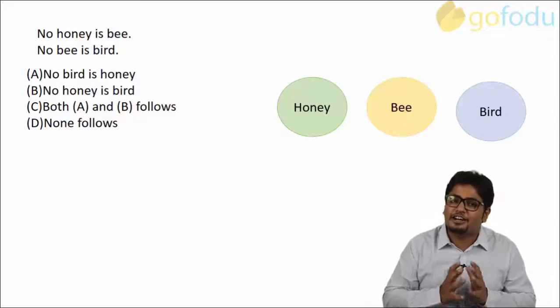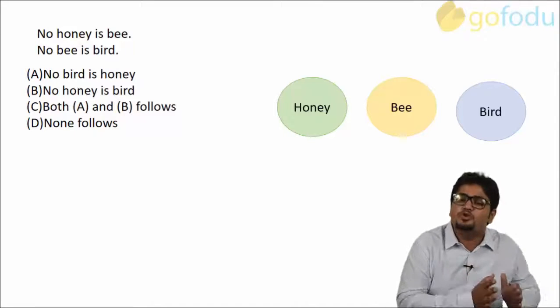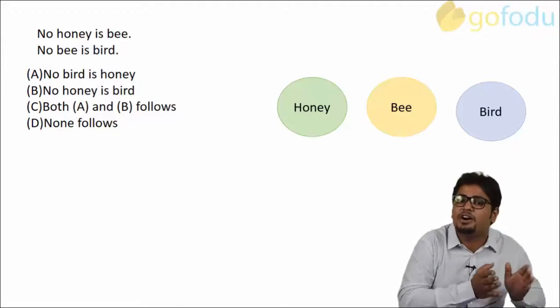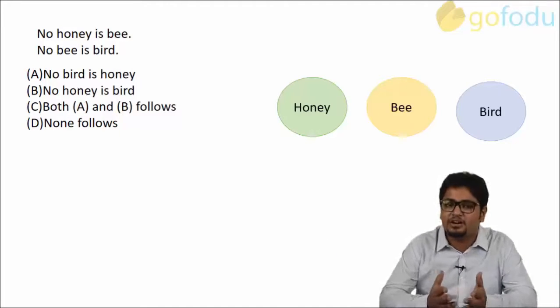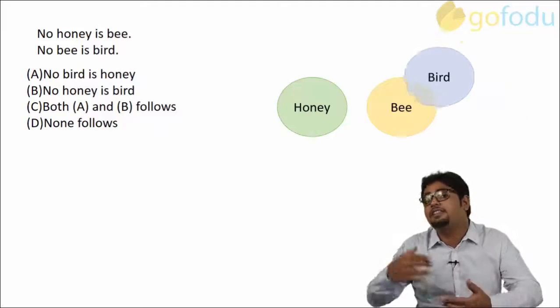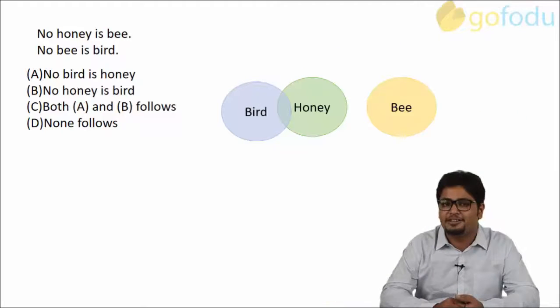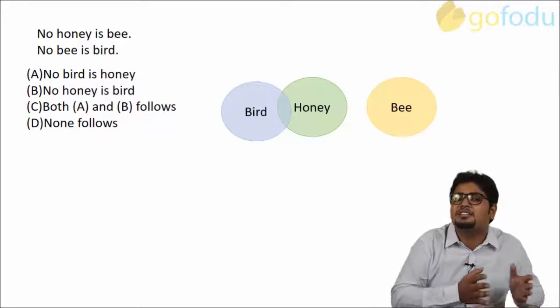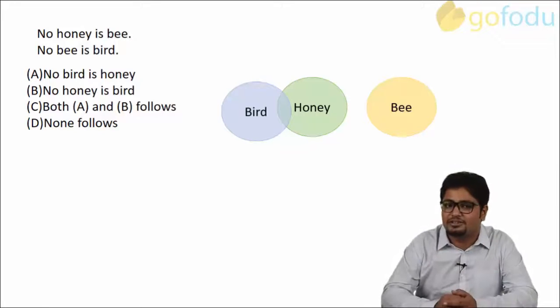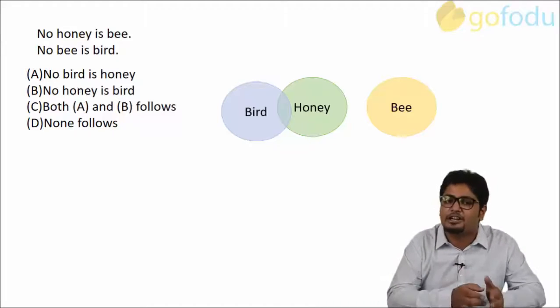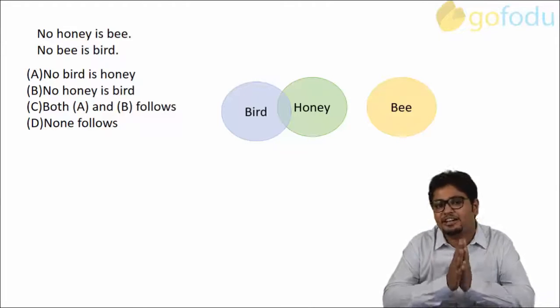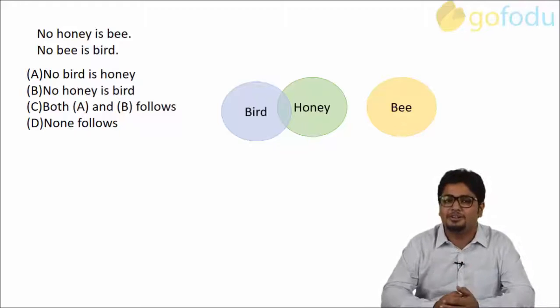Now we look at the conclusions. Conclusion A says no bird is honey. True according to the basic diagram, but false in reference to this possible diagram. There is no constraint which stops us from making birds and honey intersect each other. Conclusion B is also pretty much the same as conclusion A. Hence, it is also not true.